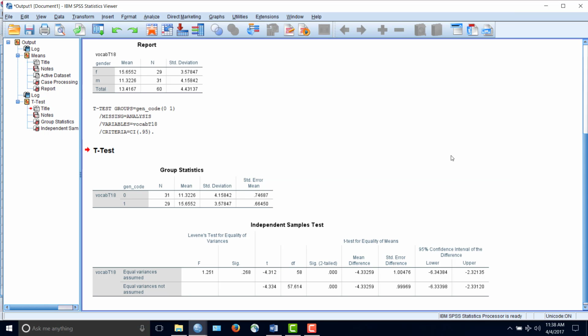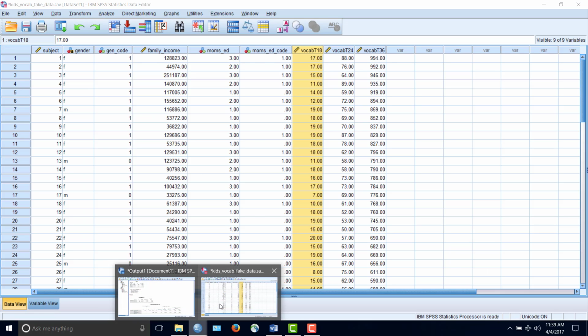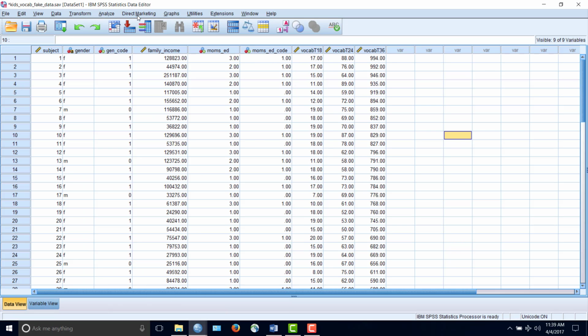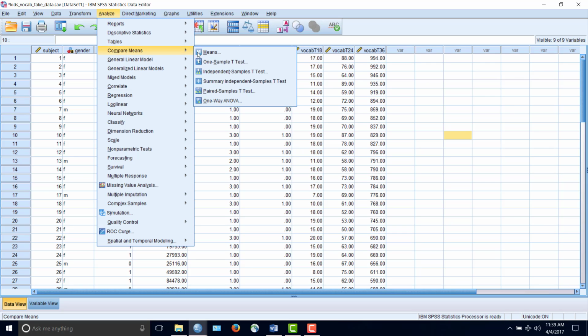I'm going to go back in here now and talk about a paired samples t-test, which is the language that SPSS uses for a repeated measures kind of design, or within subjects t-test. So to do the same thing here, we're going to go to paired samples t-test.